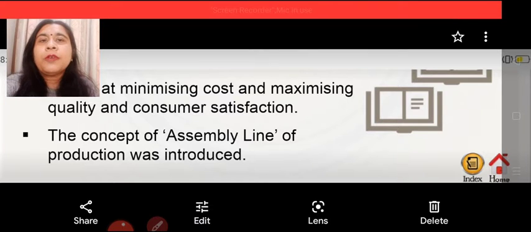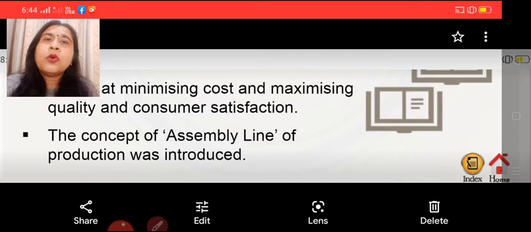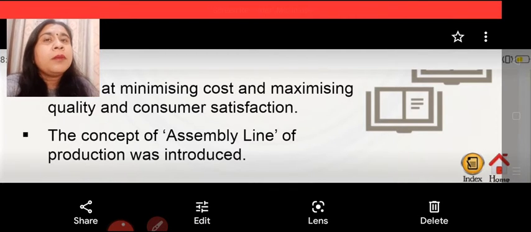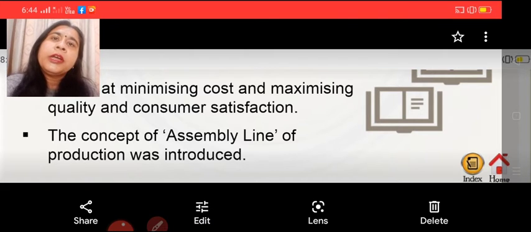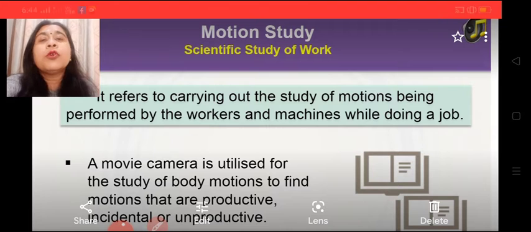It aims at minimizing the cost, maximizing the quality, maximizing the productivity and consumer satisfaction. The concept of assembly line production was introduced through this method only. So, as per this method study, one best method is searched out and then it is implemented.